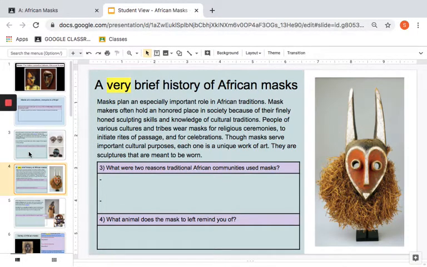Very brief history of African masks, but just so we have a simple understanding. We don't have much time left in school, but I wanted to make sure we had a little bit of reading on it. So 2 reasons why African communities use masks. And then what animal does this look like to you on the right? To me, it looks like a deer, but I don't really know. It doesn't look like a real animal, but it's got antlers, so it's got something with antlers. Maybe not a deer. So you tell me, what animal does it look like to you?